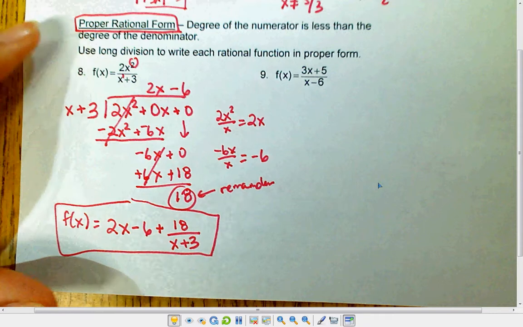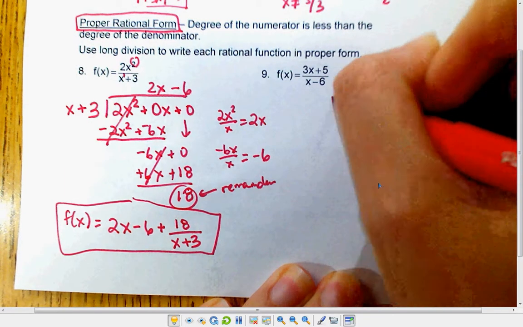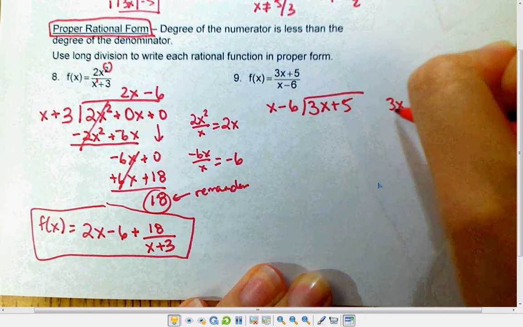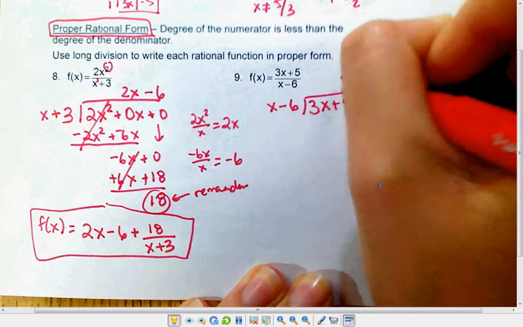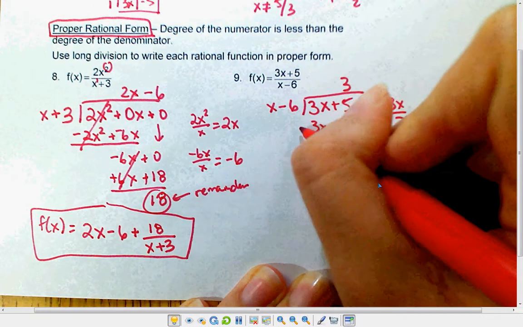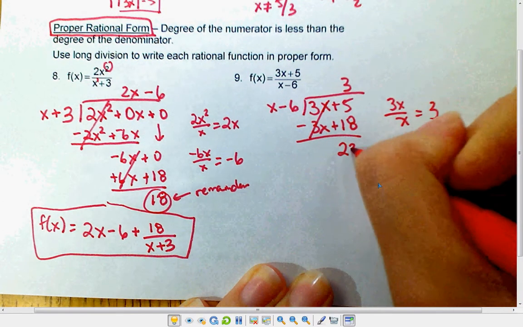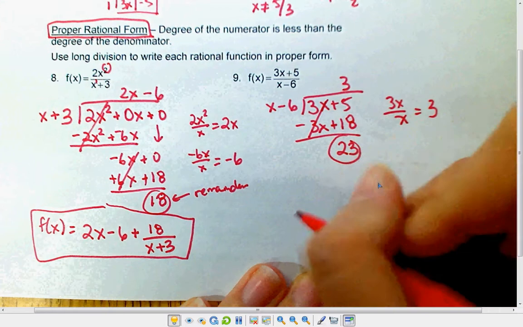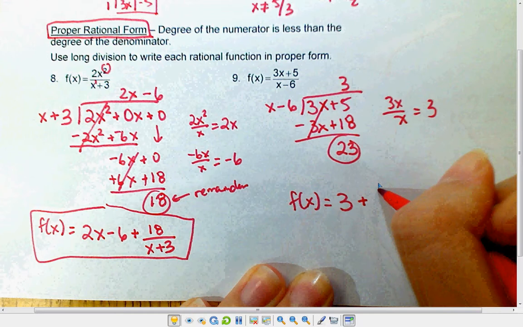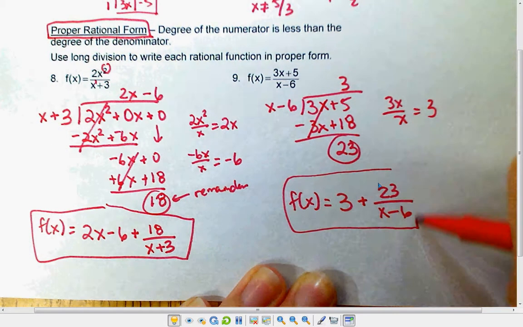Let's try this with a different function. So we have 3x plus 5, no need for any zeros because it's not missing any terms, over x minus 6. So I have 3x divided by x, which gives me 3. 3 goes up here. 3 times x, 3x. 3 times negative 6, negative 18. Change the signs. These cancel out. 5 plus 18 gives me 23. So this is my remainder. So again, my f of x I rewrite is my answer, which is what I got on top, 3 plus what's left over, 23 divided by your fraction, because that's what's still left in your fraction.